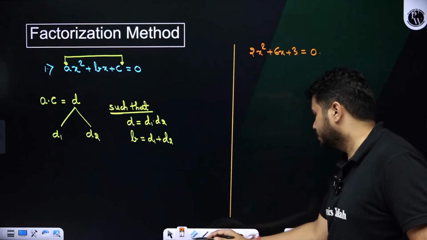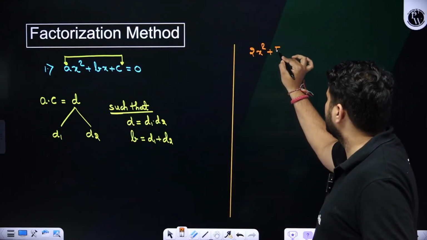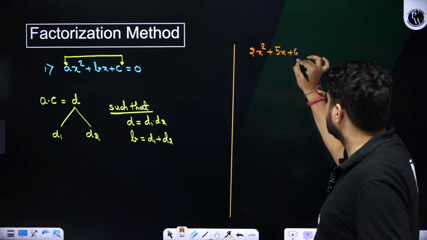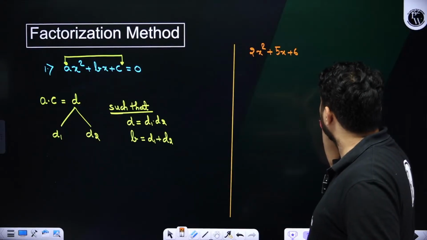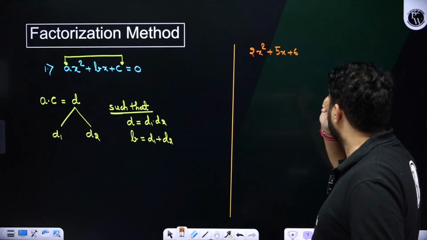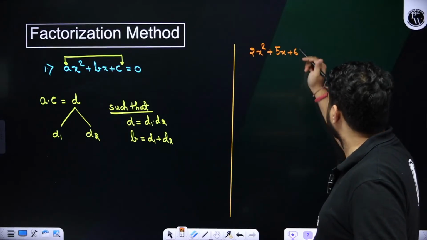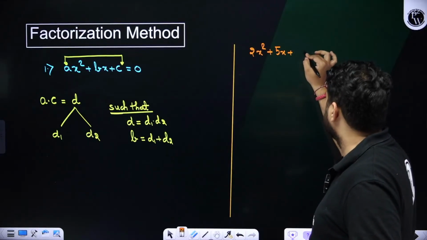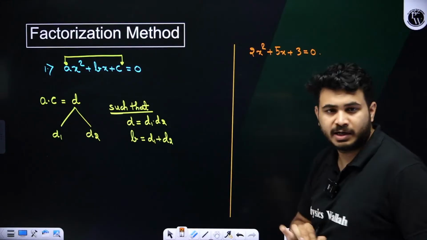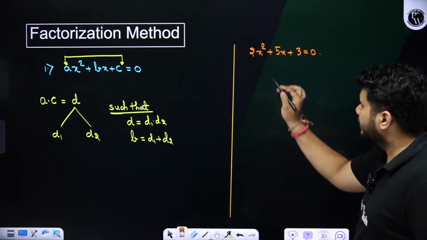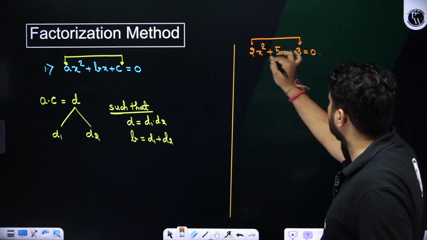Fine, I'll change one number. I'll make it 5x plus 6, okay, and 3 over here is equal to 0, correct. We need to factorize this. To factorize, I told you that first you need to multiply these two numbers and take the product over here.